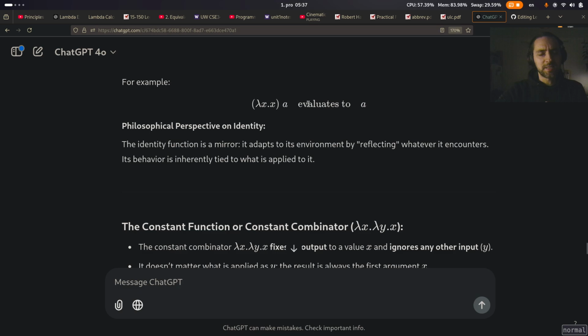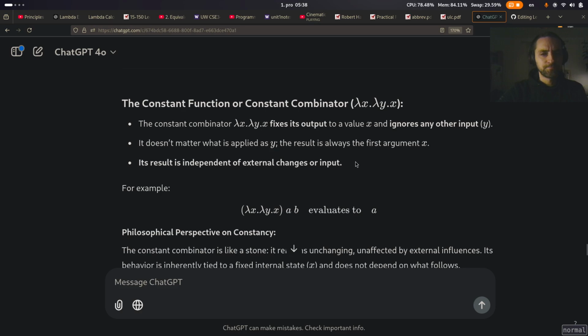So in that sense, I guess each variable in the lambda calculus is a lambda term, but maybe that's not correct. The identity function is a mirror. It adapts to its environment by reflecting whatever it encounters. Its behavior is inherently tied to what is applied to it.